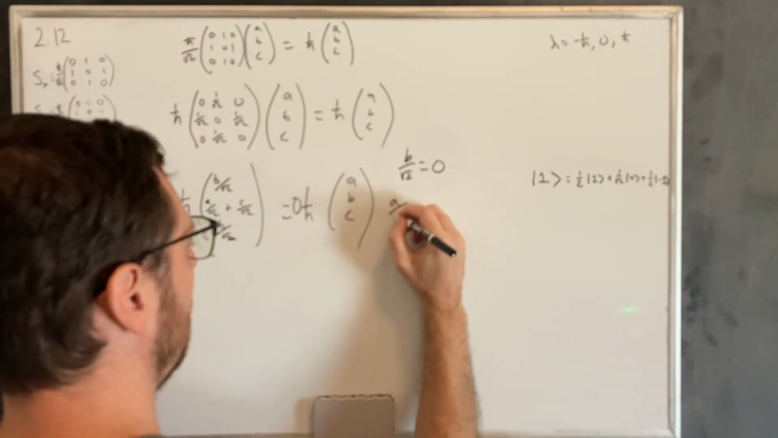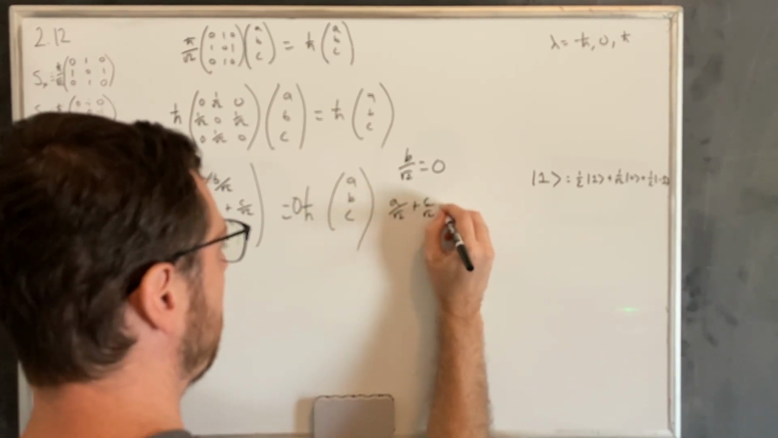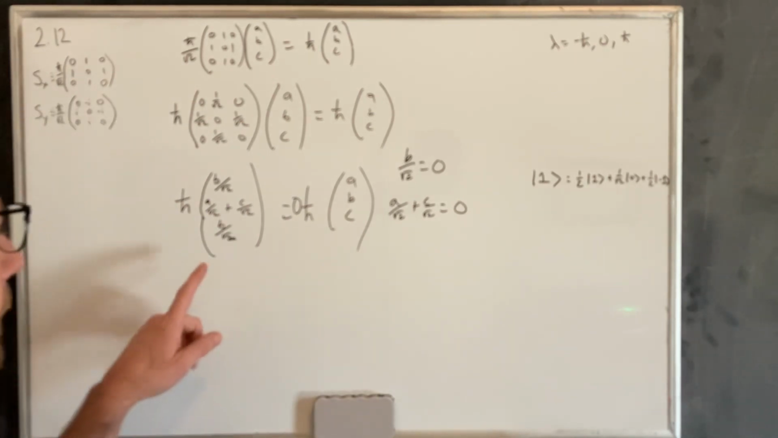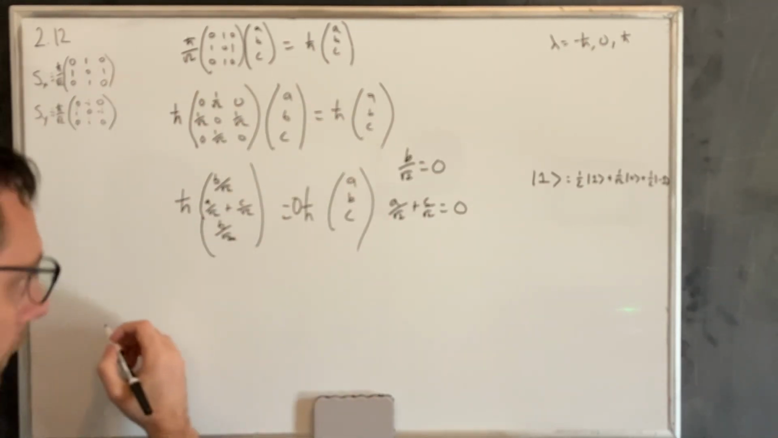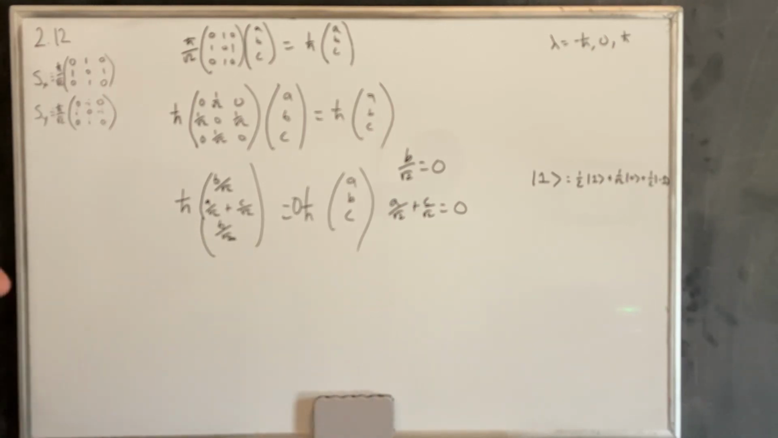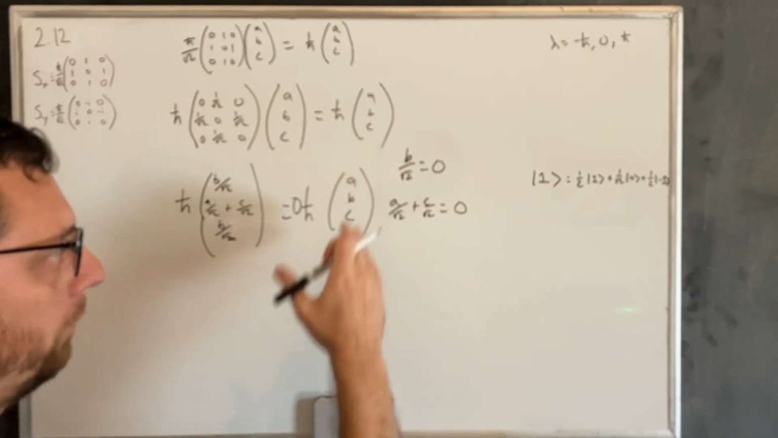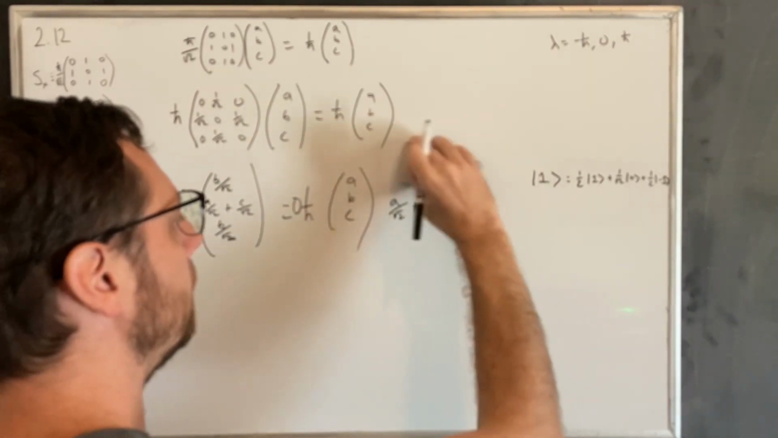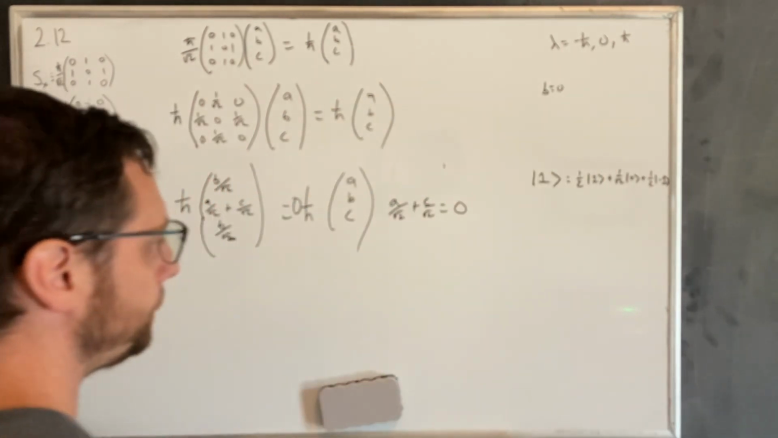A over root 2 plus c over root 2 is going to equal 0. And we already know that b over root 2 equals 0. So again, with our normalization, if we can condense this down to one variable, we know that if b over root 2 is 0, then b has to equal 0. So b is equal to 0.